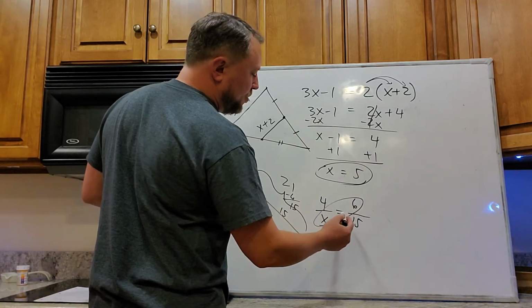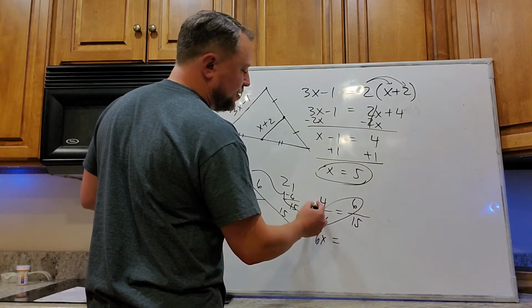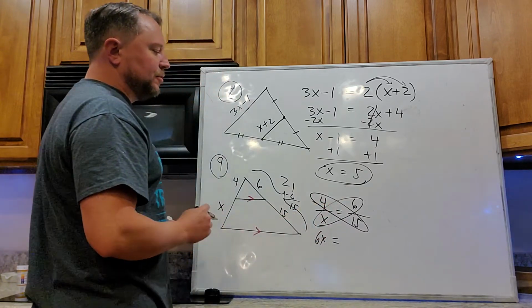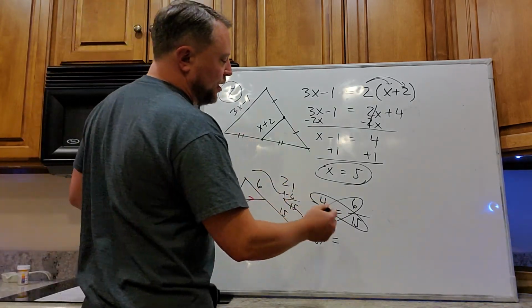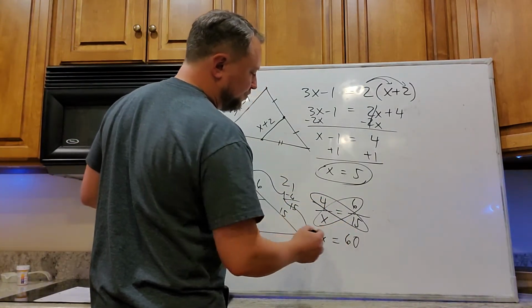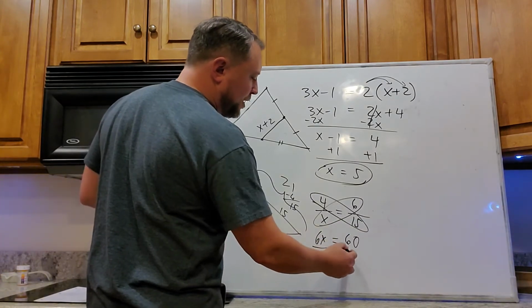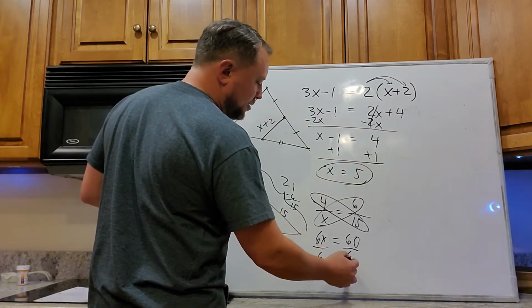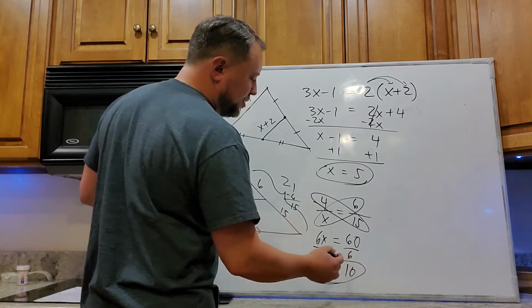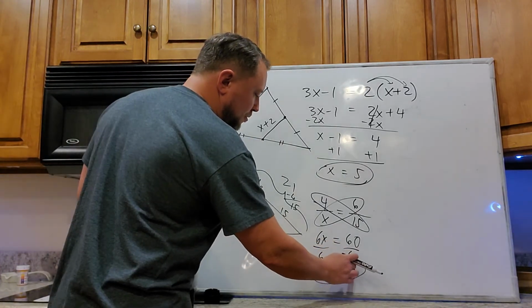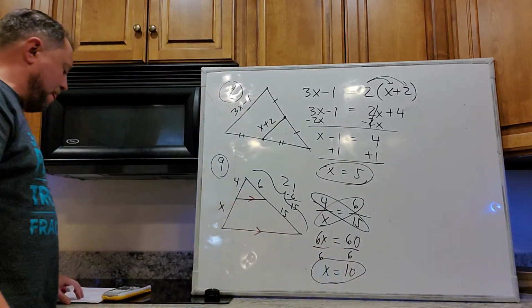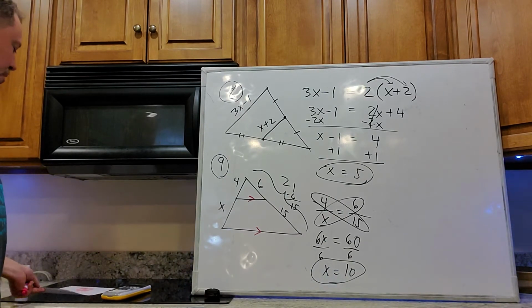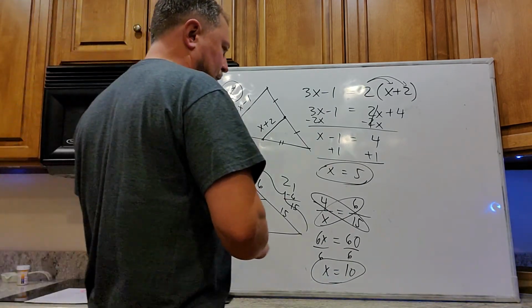All right, I cross multiply, I get 6x and 4 times 15. So that's 60. Divide by the 6, and you have your x. X equals 10. So there you have problems 8 and 9.